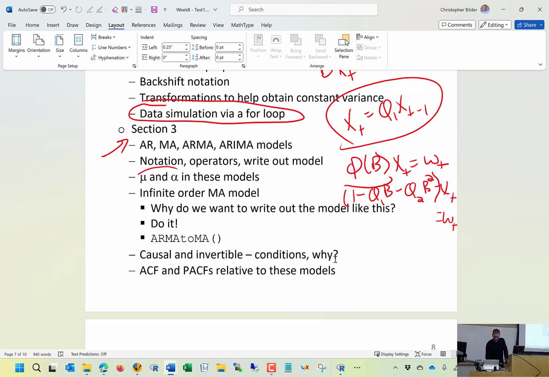Now, with these models, we also have to worry about mu and alpha. Make sure you're very comfortable with doing that. If you ever have to write out a model, make sure you know when you need to put that alpha in there. It's very important. Don't leave the alpha out by mistake.